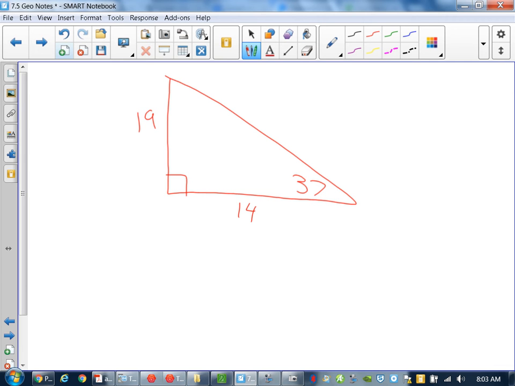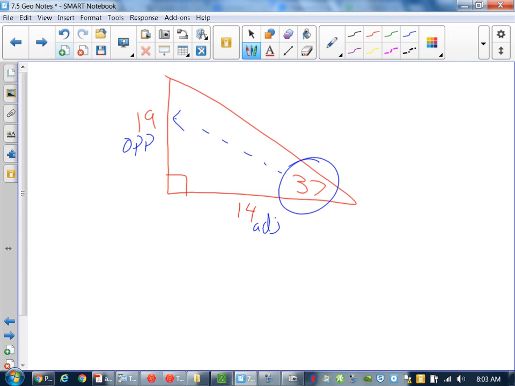So again, if I start here at my 37, what is that 37 looking at? 19. It's looking at the 19, which means it's opposite, which makes the 14 the adjacent. Do we have a number value for our hypotenuse? No. Could we figure out a number value for the hypotenuse? How? Yeah, I can do a squared plus b squared equals c squared.